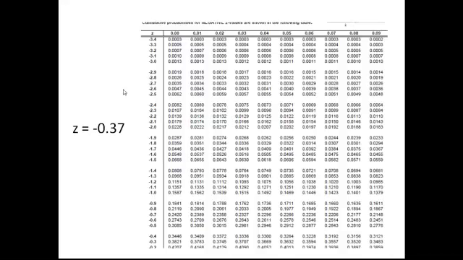So we're going to look here at the first 2 numbers. That's a negative 0.3. That's rather low on our list here, almost down to the bottom. So that's the proper row. And then we're going to find the proper column, which is 7. That's the 7 in the hundredths place. And they both converge upon the number 0.3557.